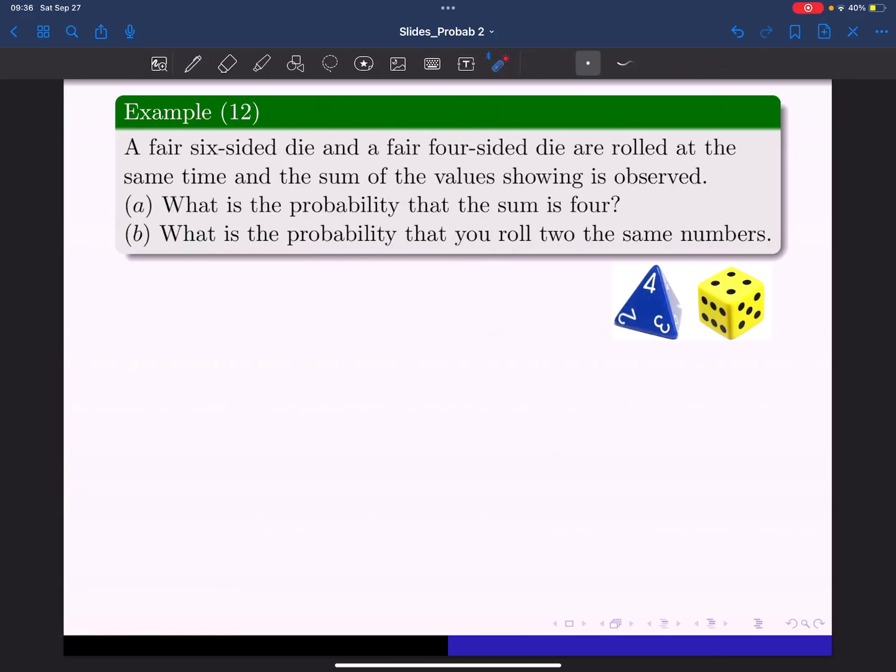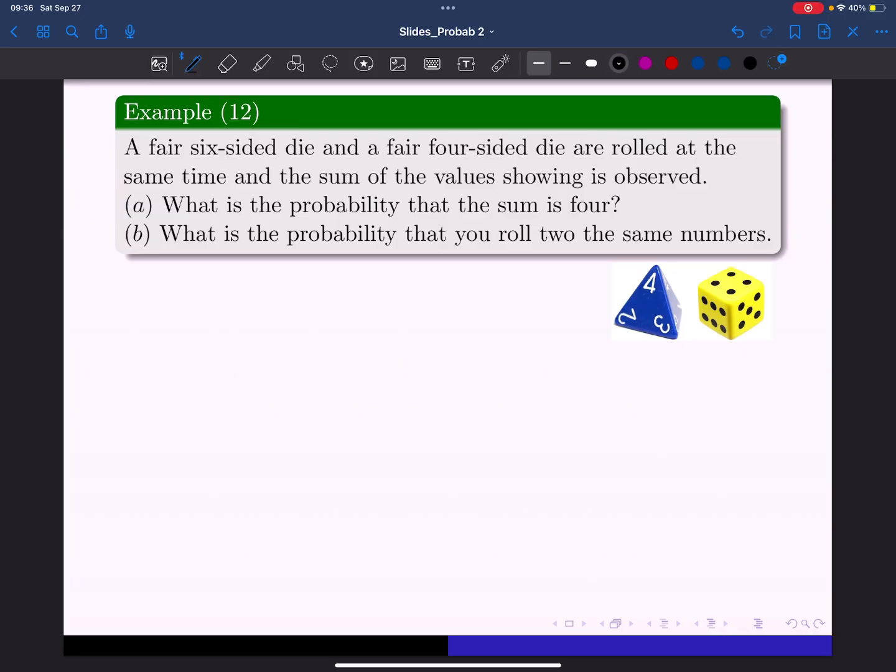Example 12. We have a four-sided die and a six-sided die rolled at the same time, and the sum of the values is observed. So a four-sided die looks like this, and we have the 4. Usually we record what is on the top. If we roll it a different way, we can record what is on the top or on the bottom. But we have only 4 sides, 1, 2, 3, and 4. And this is a regular 6-sided die. So let's see what we can get.